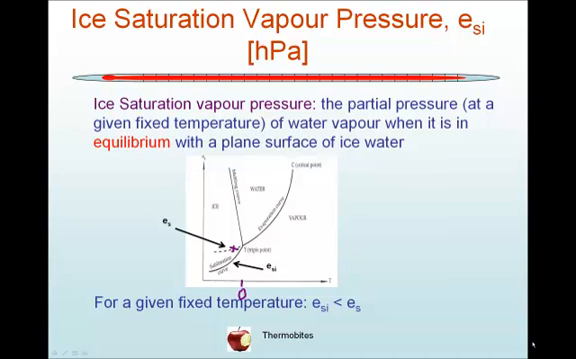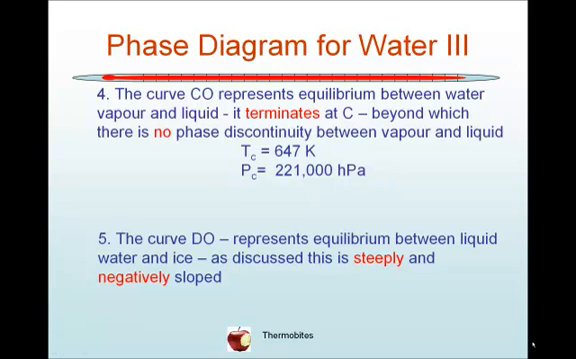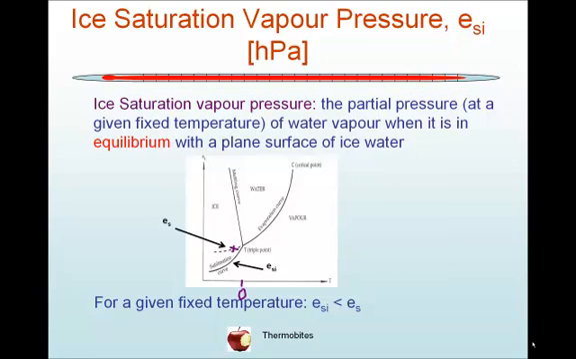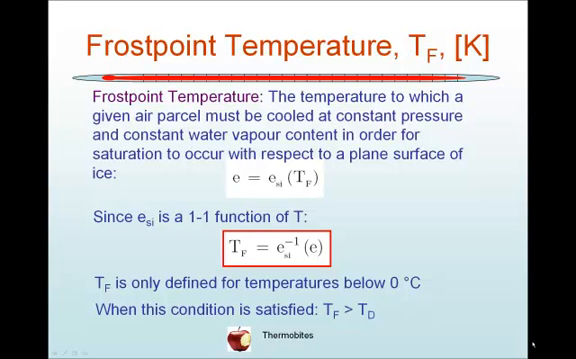And for a given fixed temperature, ES is greater than ESI. So that's the ice saturation vapor pressure. Finally, there's the frost point temperature, TF. And that's the temperature to which a given air parcel must be cooled at constant pressure and constant water vapor content in order for saturation to occur with respect to a plane surface of ice. So E is equal to ESI as a function of the frost point.